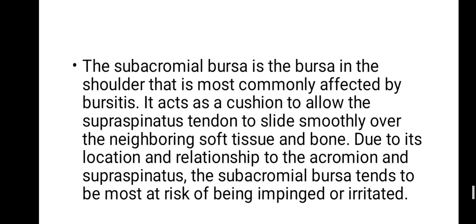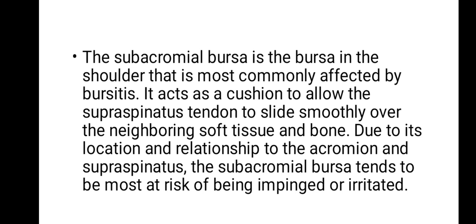Bursitis could be mild, bursitis could be severe too. Alright, so moving down, the subacromial bursa is the bursa in the shoulder that is most commonly affected by bursitis. It acts as a cushion to allow the supraspinatus tendon to slide smoothly over the neighboring soft tissue and bone. Due to its location and relation to the acromion and the supraspinatus, the subacromial bursa tends to be most at risk of being impinged or irritated.